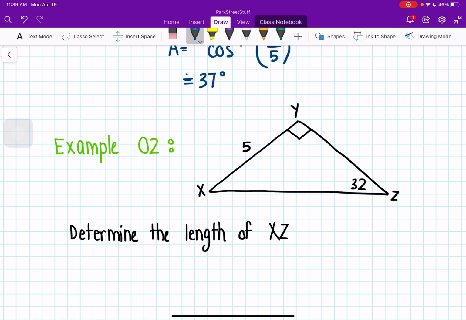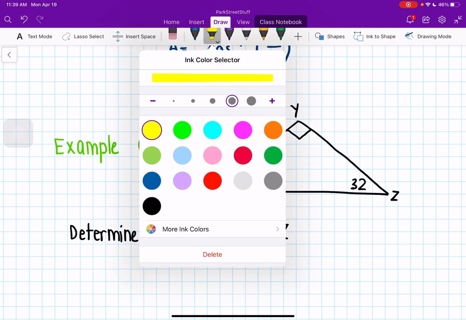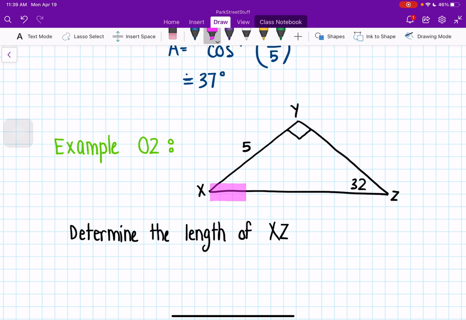Okay, so here's our second example. In this one, we want to find the length of xz. So xz, that's this length right here. So we want that length, okay? Now, we do have one angle. So what we need to do here is work out, well, what do I have? So I have this angle of 32 degrees, and then I have this length of 5. The length of 5 is the opposite to my 32. Okay? And then I have xz.